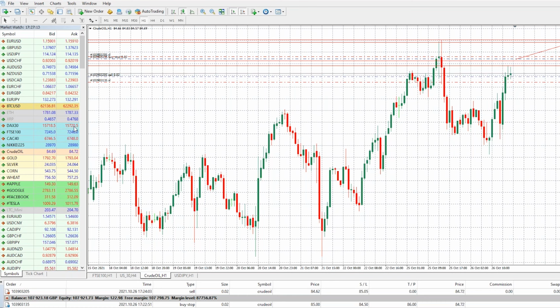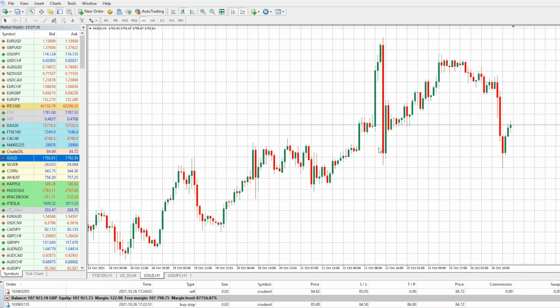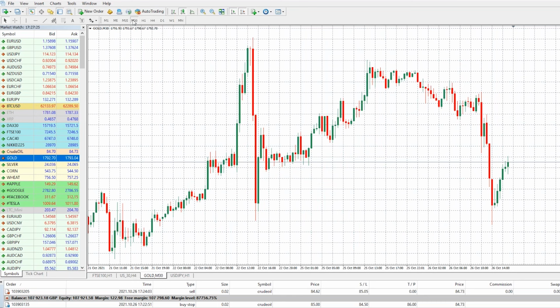Okay, so let's look at maybe another instrument, perhaps gold, and see what's happening technically here. And let's talk about the fundamentals behind why the movements have occurred like they did. First of all, gold tends to drop when the US dollar is strengthening. It's just the way it works.